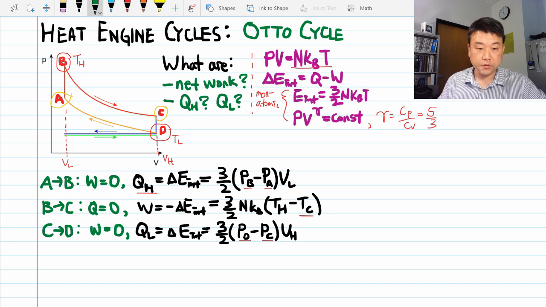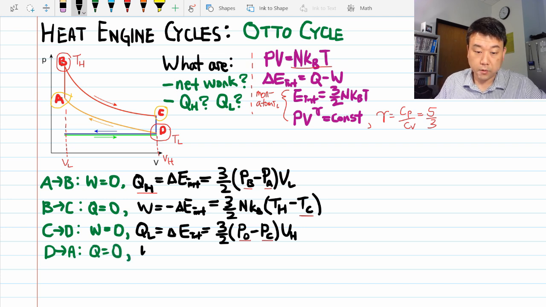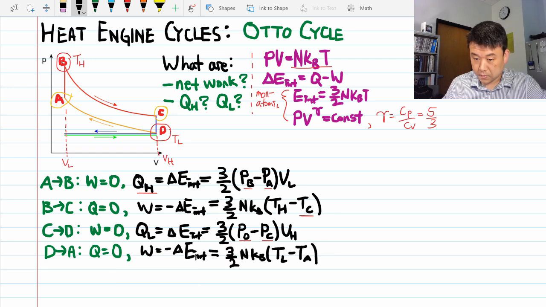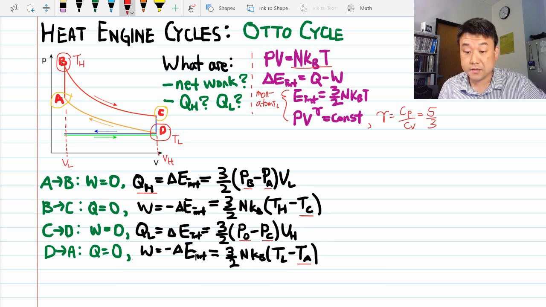Alright, final step, D to A, adiabatic compression. So heat exchange is 0 again. And for the work done, we look to the change of internal energy again. TA is another unknown I have to introduce. That's the temperature at point A. And since it's supposed to be greater than the lowest temperature, this is a negative quantity as it's supposed to be.